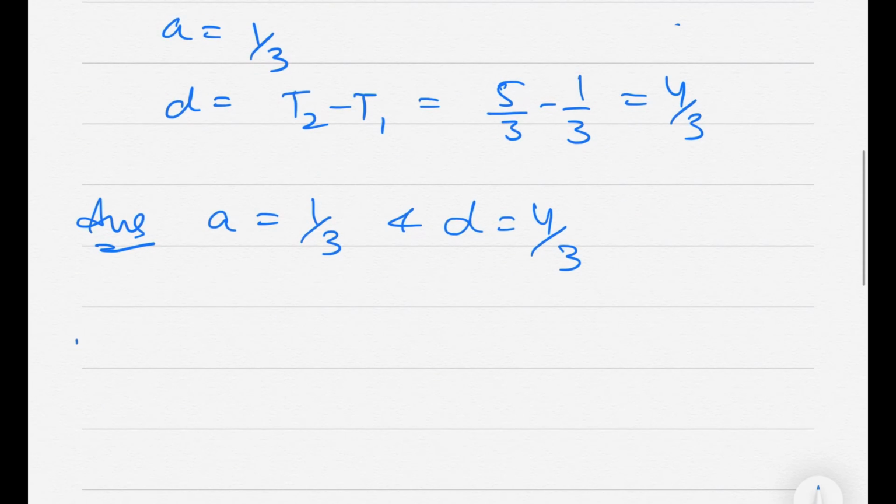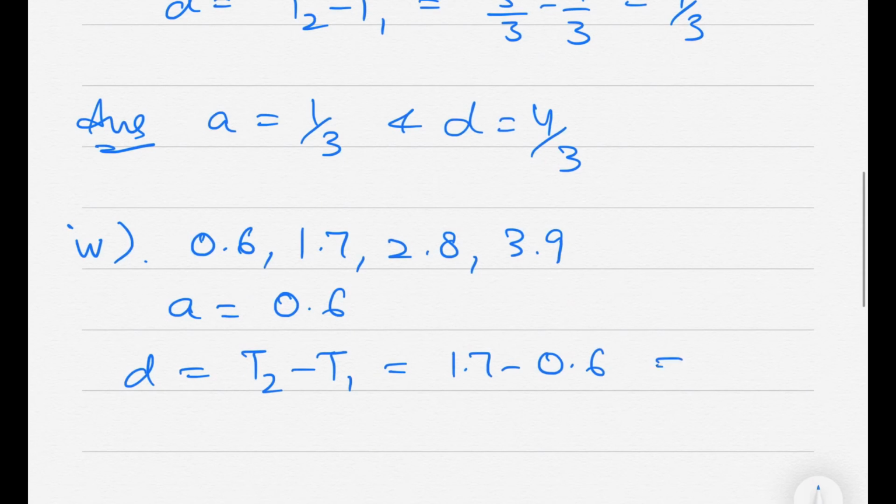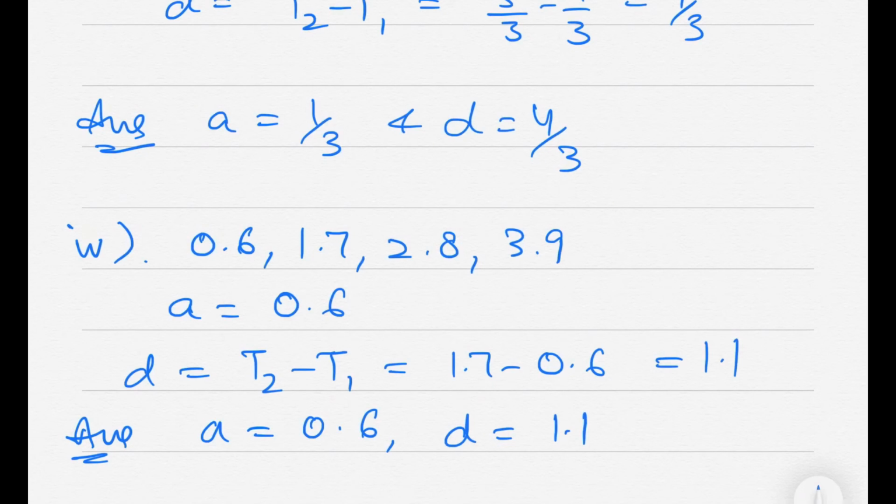Okay, let's move to the fourth part of the question. The fourth part says 0.6, 1.7, 2.8 and 3.9. So we can see a is equal to 0.6, d is equal to T2 minus T1. So I can see 1.7 minus 0.6, so this gives me 1.1. So my answer is a is equal to 0.6 and d is equal to 1.1. So this finishes my third question.